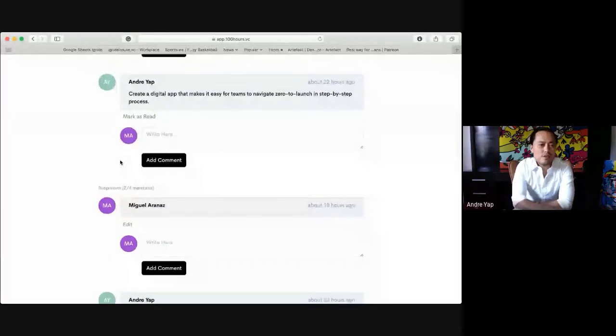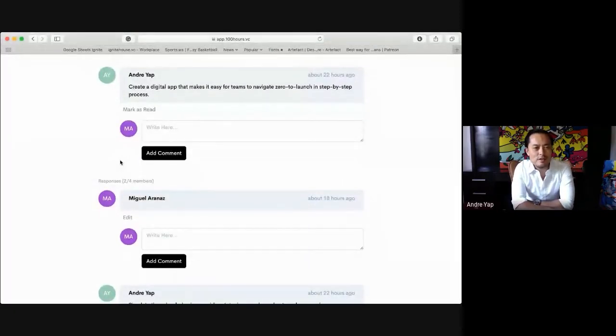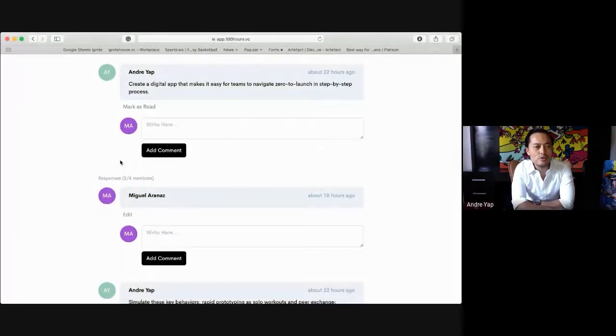Okay, so this was some of our answers. Again, our from-to statement is to make it easy for CEOs and senior management to cascade focus, organization, and banging out things in a number of days, down through the ranks. How do you do that in a time like this? So obviously, our first rapid prototype idea was to create a digital app that makes it easy for teams to navigate the steps from zero to launch as a step-by-step process.